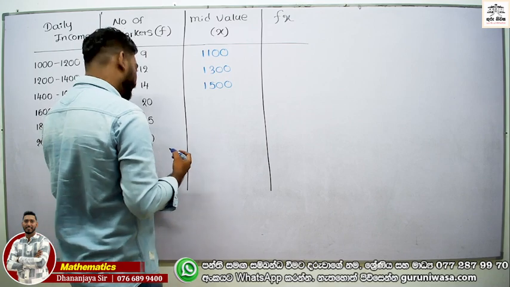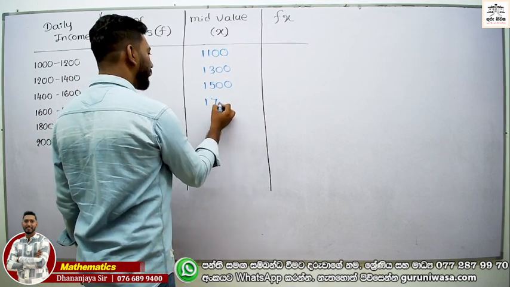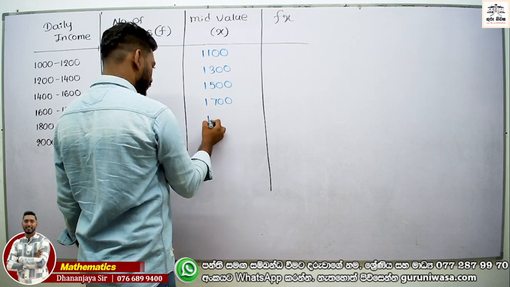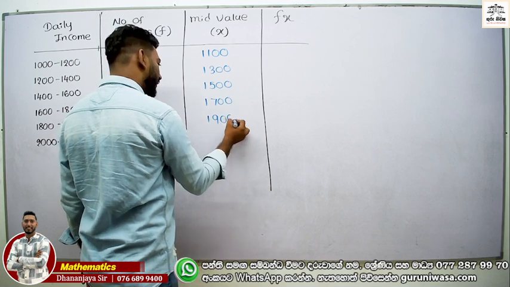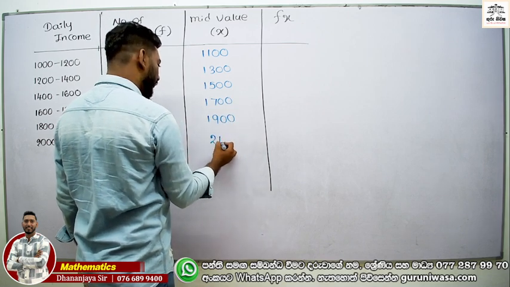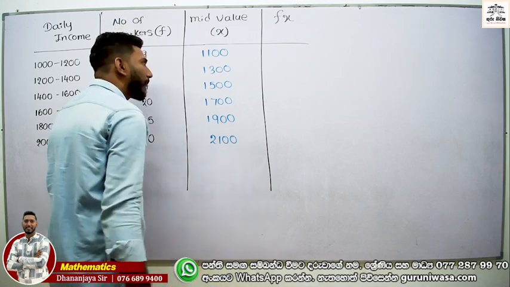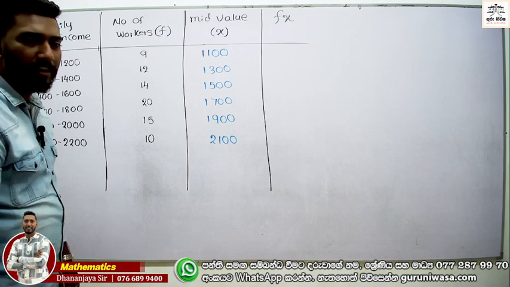1500, 1700, 1900, 2100. Easy. Now, what is the meaning of fx?